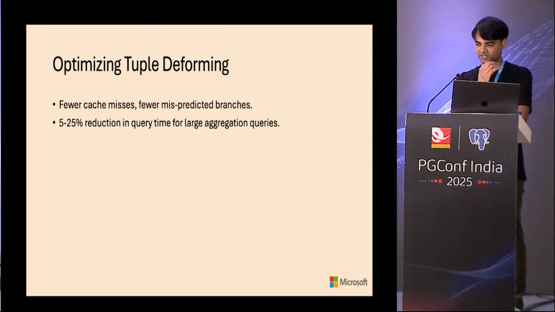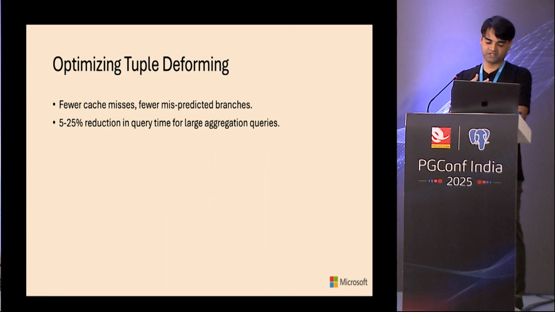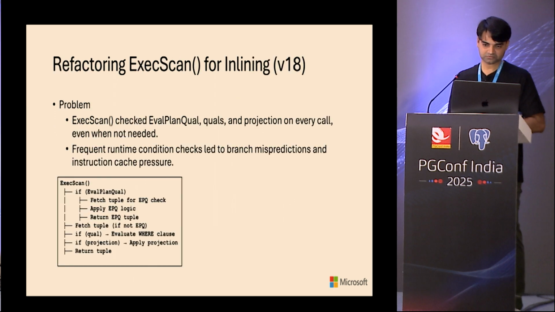He checked this on many CPUs, and he saw that these optimizations of compact attribute, alignment, and slow path null check attribute optimizations led to, well, 5 to 25% reduction in query time, depending on how many columns you have, how many variable and fixed width attributes they have. In the best case, you had like 25% improvement.